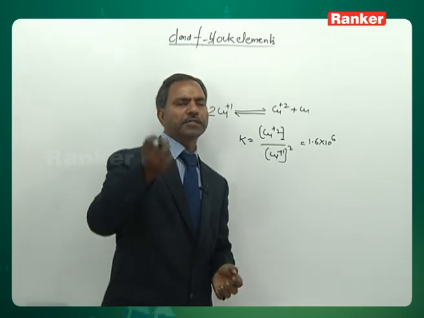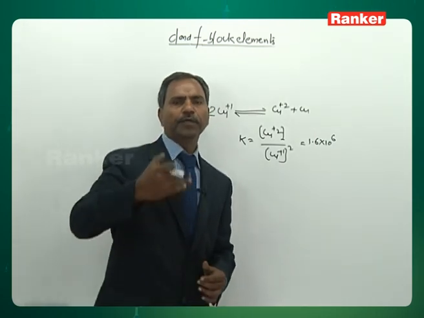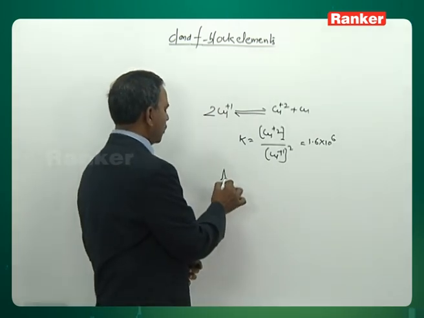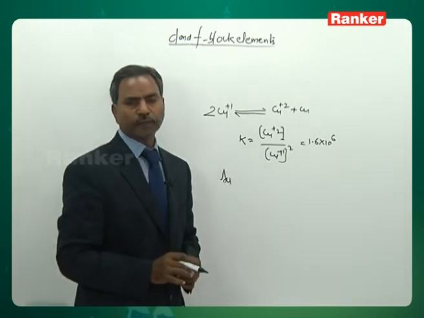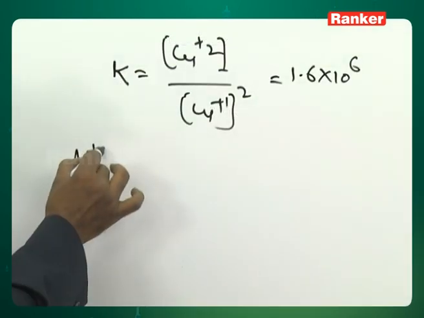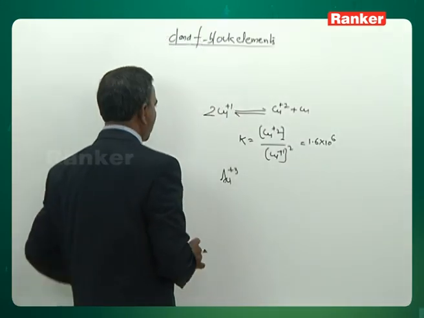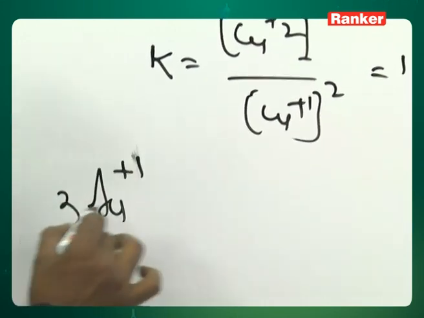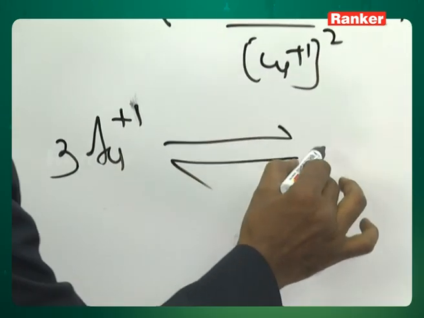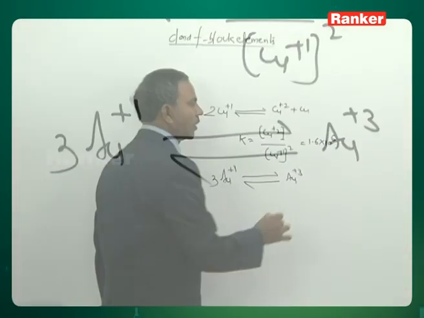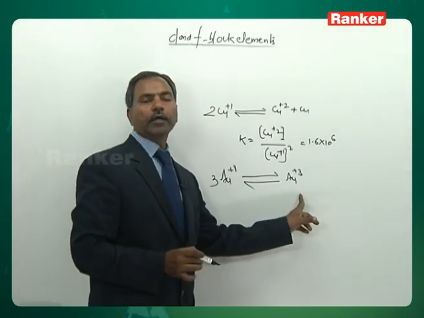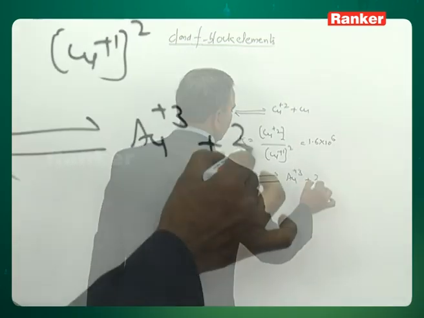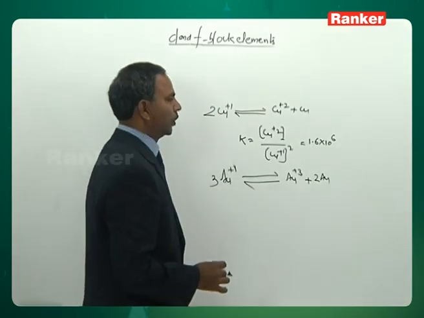If it exists, it is only in very trace amounts in the aqueous solution, easily undergoing oxidation to copper plus 2. Similarly, talk about gold also. Consider gold plus 1: 3 Au plus 1 in a similar way. This undergoes oxidation, plus 1 to plus 3, and again reduction, 2 Au plus 3 to Au.